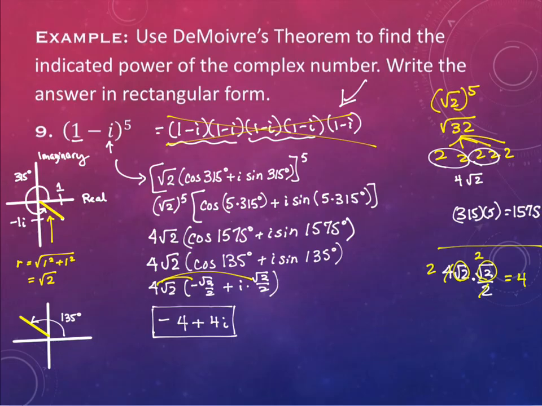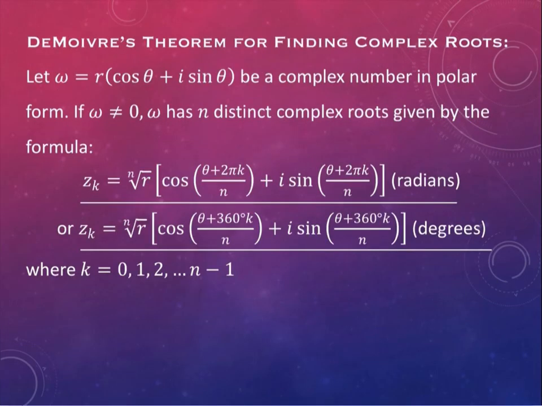Okay, so another component of de Moivre's theorem is next. This is de Moivre's theorem. Instead of finding powers, like we did before, we're finding roots. So we're going to let omega, that W is actually the Greek letter omega, equal r cosine theta plus i sine theta. It's a complex number. Omega is not 0. And omega has n distinct roots given by this formula.